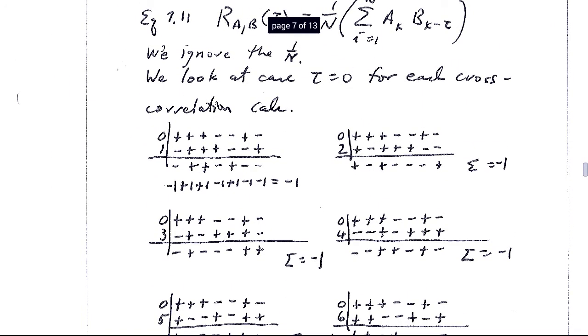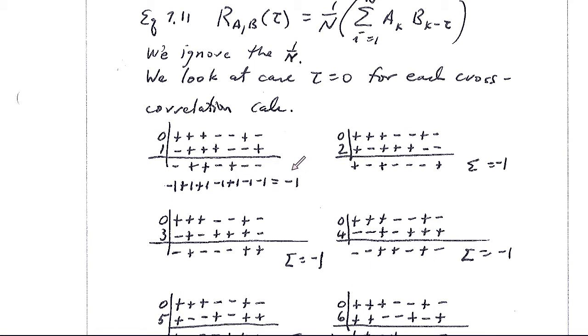And what I'm going to do then is I'm going to take the tau equals 0 case. This is a little bit different than I did it on the board the other day, by the way. I'm going to take this tau equals 0 case for each cross correlation calculation. So I'm going to put channel 0 and channel 1. I'm going to multiply them. Okay? It's kind of like an XOR when I multiply plus 1s and minus 1s. And then I'm going to sum them.